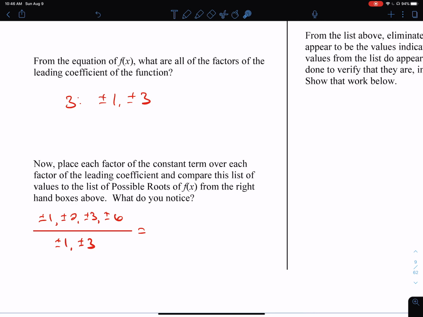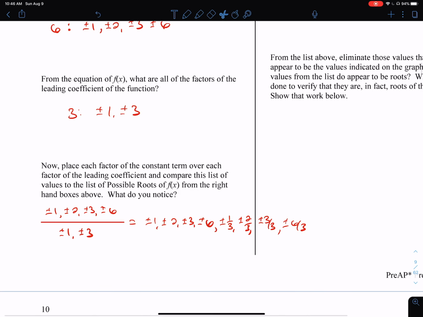This would give us combinations. If we take 1 divided by 1, 2 divided by 1, 3 divided by 1, 6 divided by 1, we get plus or minus 1, plus or minus 2, plus or minus 3, plus or minus 6. Now if we take each of these and divide them by 3, we're going to get plus or minus 1/3, plus or minus 2/3, plus or minus 3/3, which I'll talk about in a second, plus or minus 6/3, which I also talk about in a second.